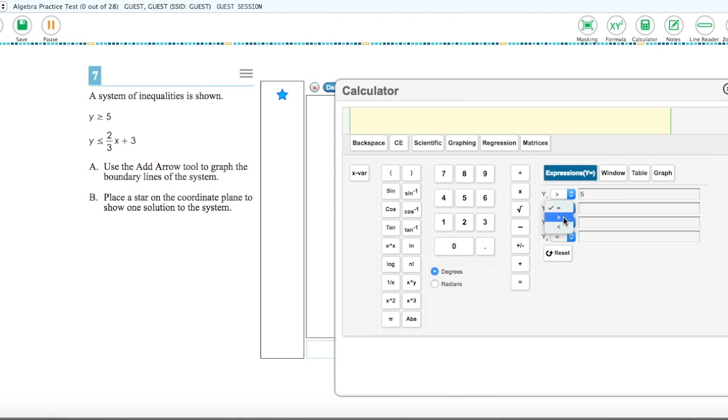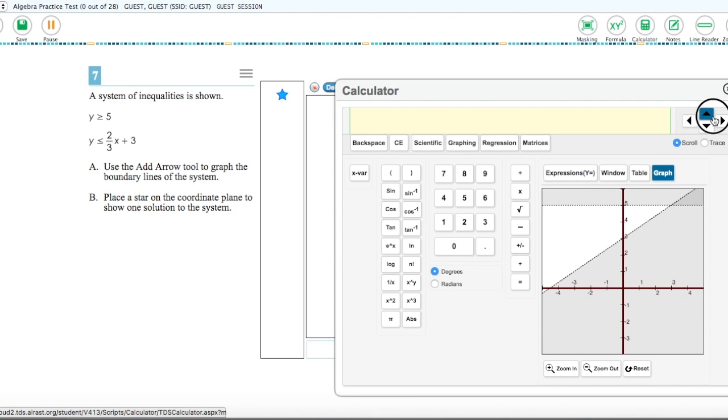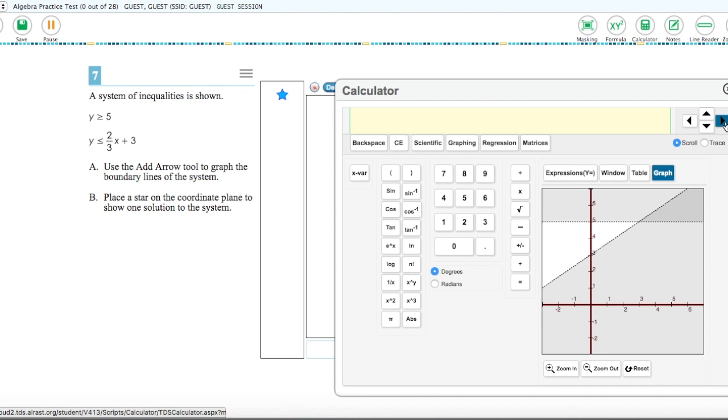Our second one is y is less than or equal to, so we're going to use the less than sign. 2/3, I'm just going to put as 2 divided by 3, x plus 3. And we're going to go to graph. Now, if we look at our window here for the graph, you don't quite see the entire system, so I'm going to start by scrolling up and over.